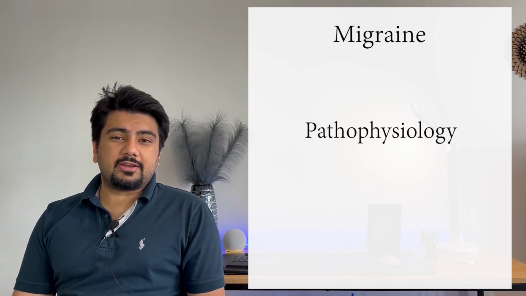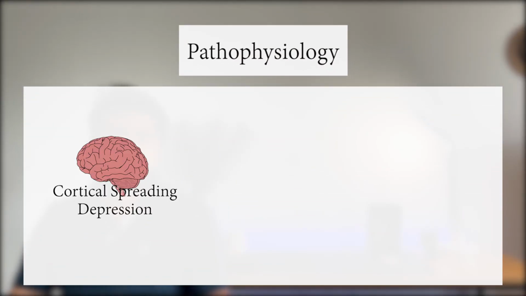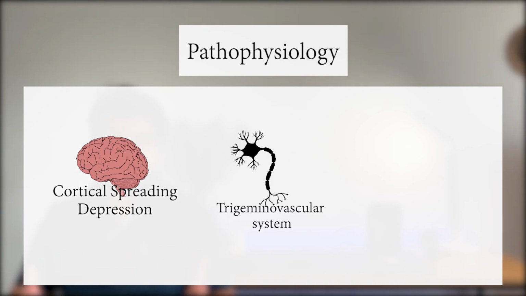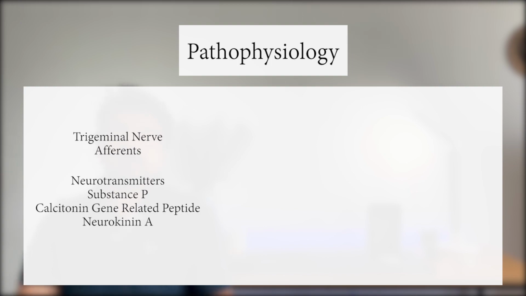The pathophysiology of migraine is basically twofold. First, there is a thing called cortical spreading depression, which is a wave of depolarization that spreads over the entire cortex, and it is responsible for also activating the trigeminal vascular system. Now, both of these things are responsible for activating the trigeminal nerve afferents, which in turn will stimulate the pain-sensitive meninges and also the release of pro-inflammatory mediators. The pro-inflammatory mediators are substance P, CGRP, and neurokinin A. CGRP, also known as calcitonin gene-related peptide, is a potent vasodilator.